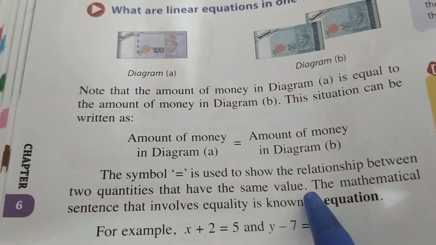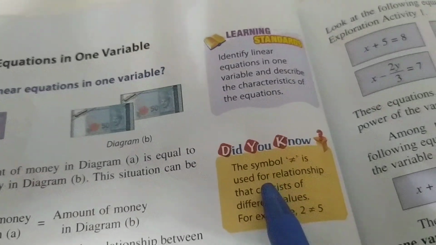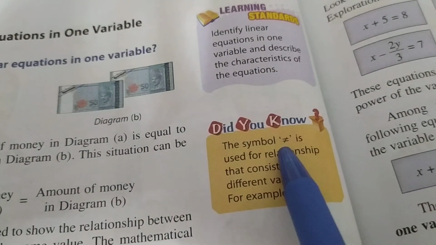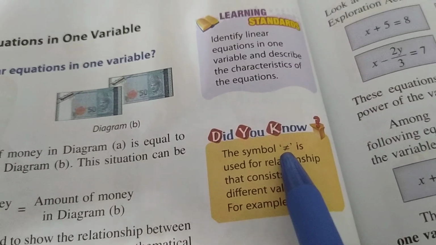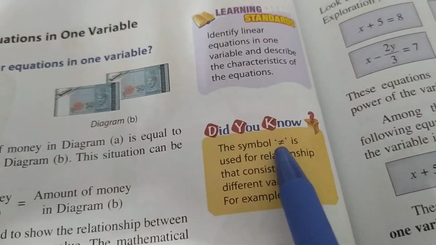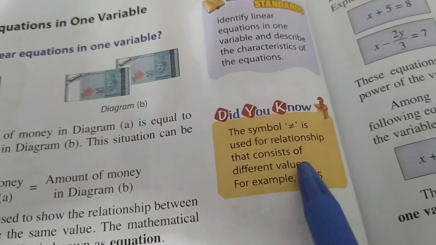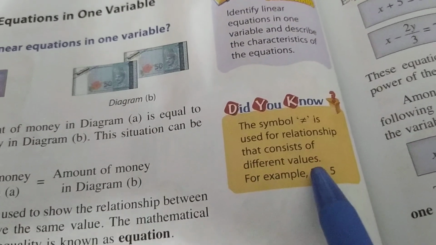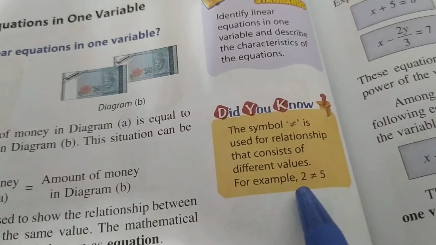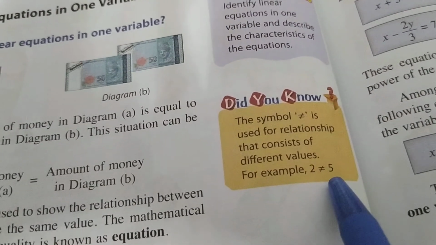Class, you also have to know that this symbol is known as not equal. The not equal symbol is used for a relationship that consists of different values. For example, 2 is not equal to 5.